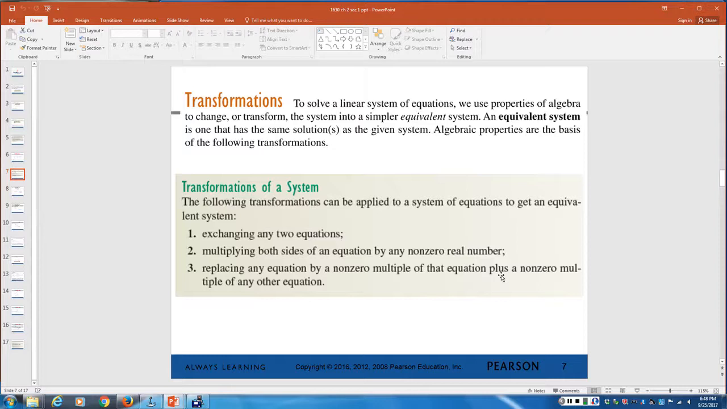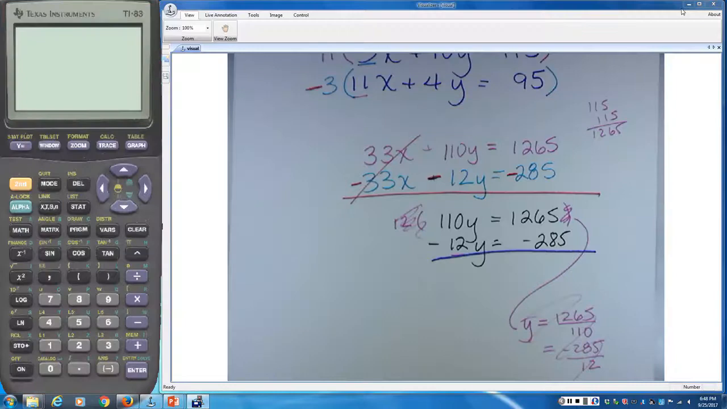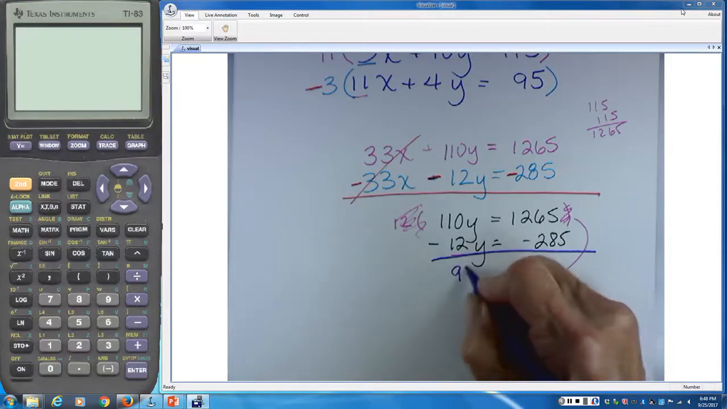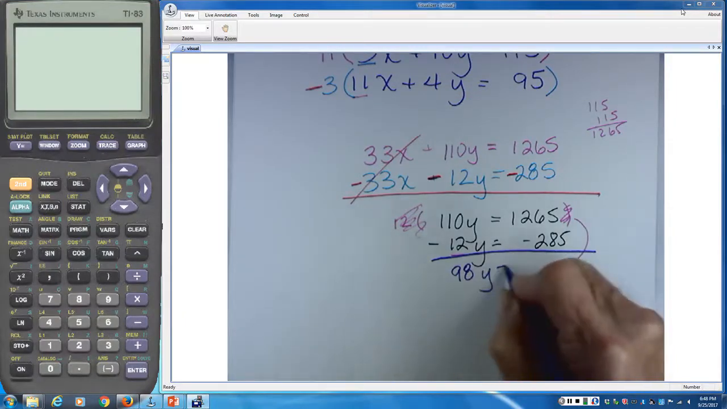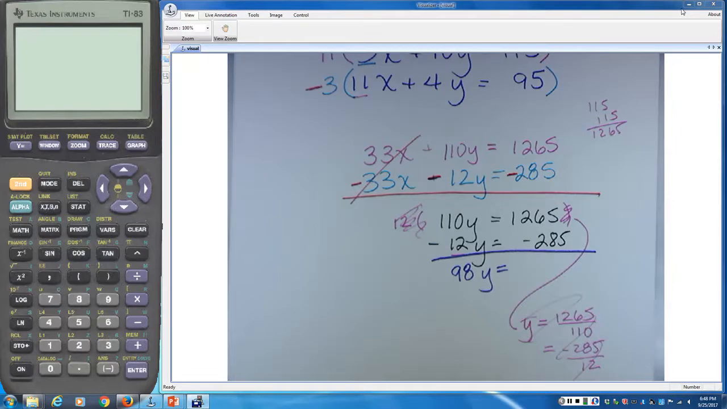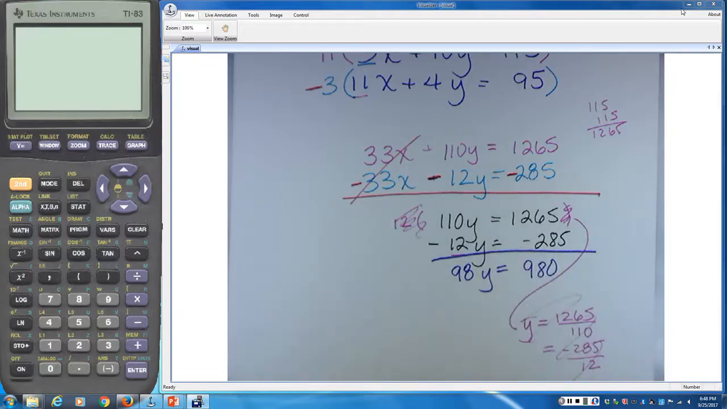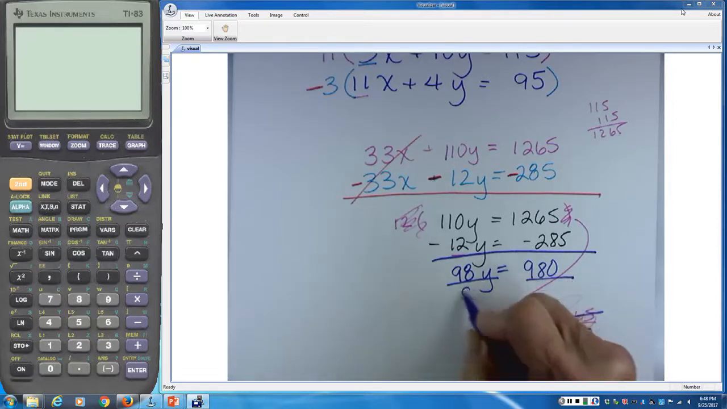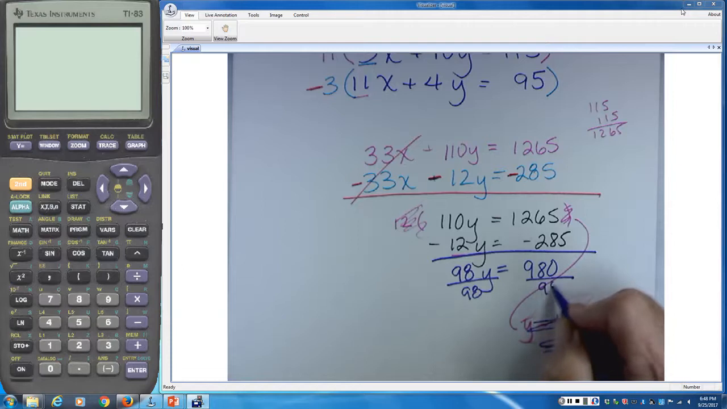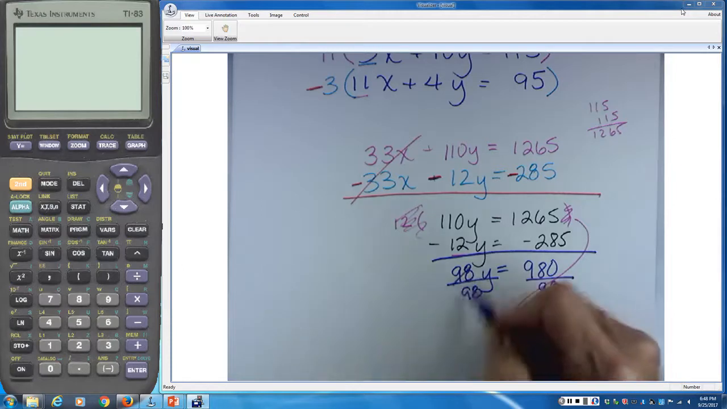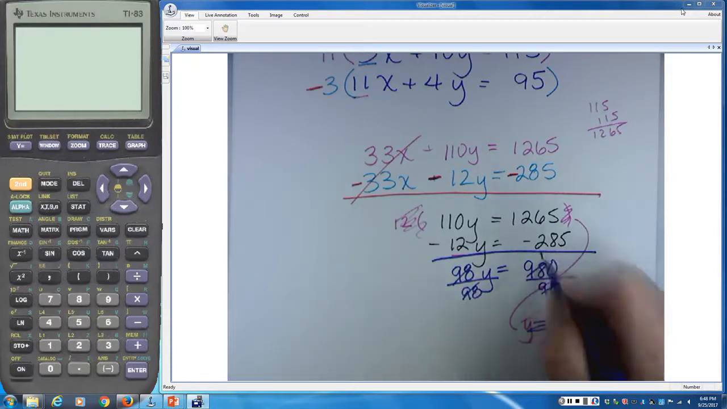110 minus 12 is how much? 98. y equals 1265 minus 285 is what? Now I can solve for y, because this was two separate things down here, but this is only one. And if I divide both sides of this by 98, I get 10.